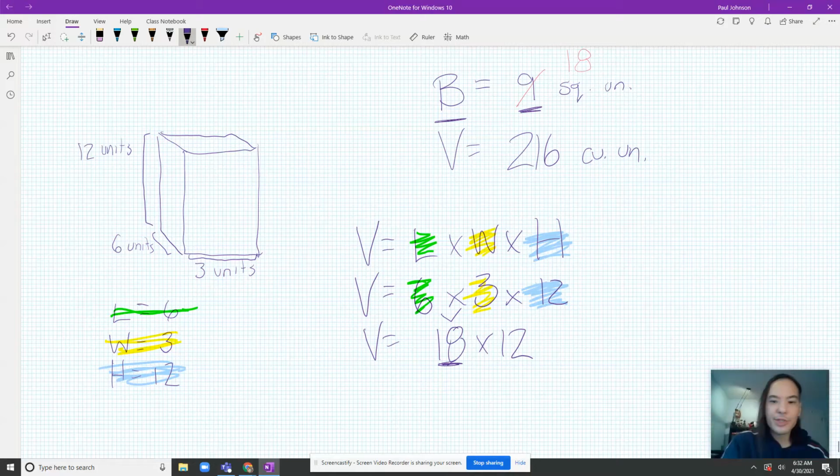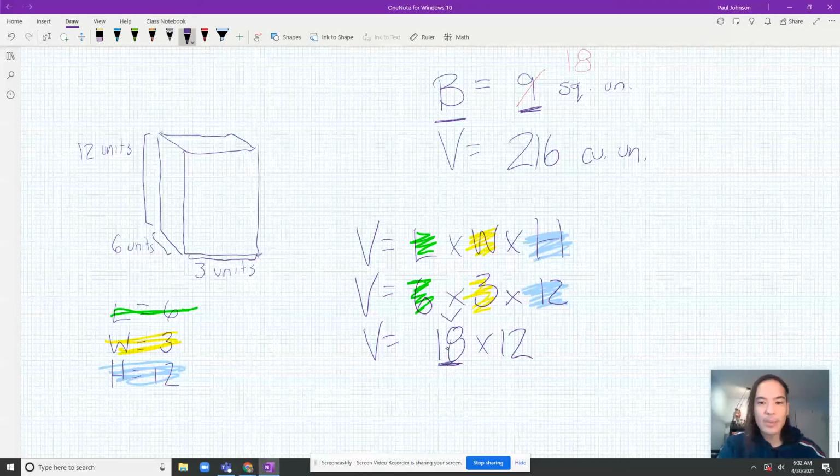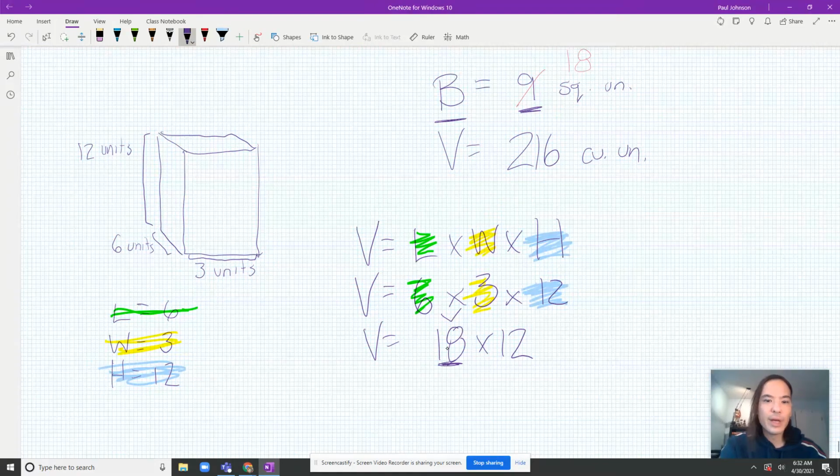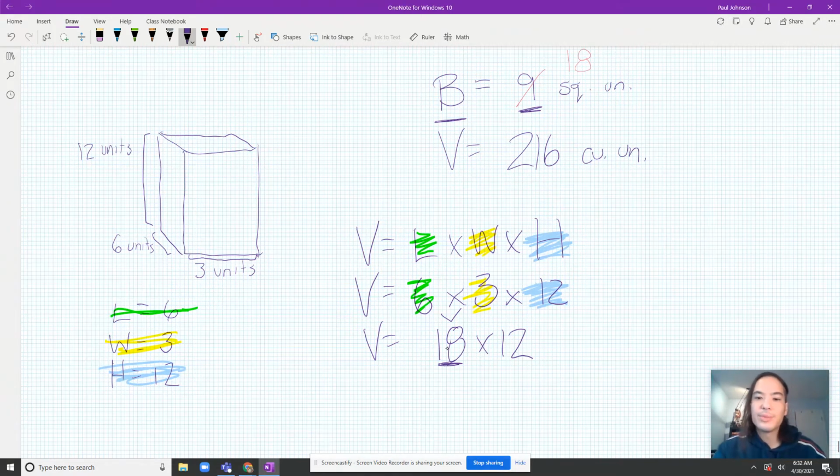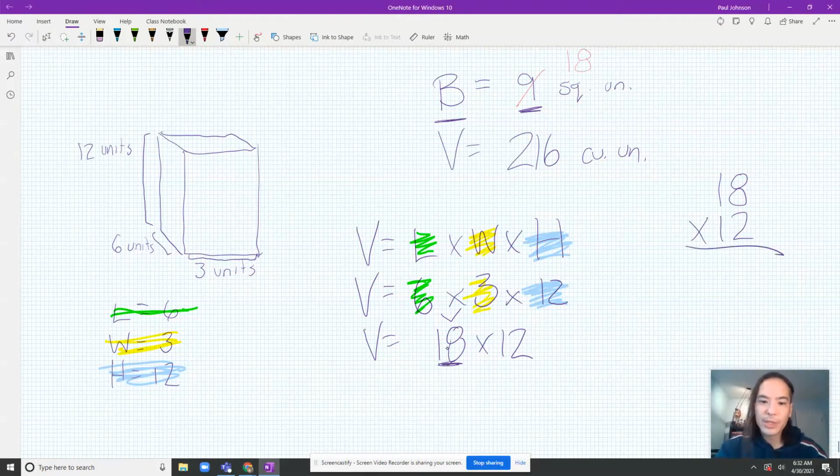But we've got to check the math. We can multiply our base times our height: 18 is our base, times 12 is our height. If it equals 216, we know that they got the incorrect base. If it equals something else, then maybe their base was correct and we have to change the number on the picture. So let's find out. We're going to set up 18 times 12. It's a 2 by 2 multiplication problem.